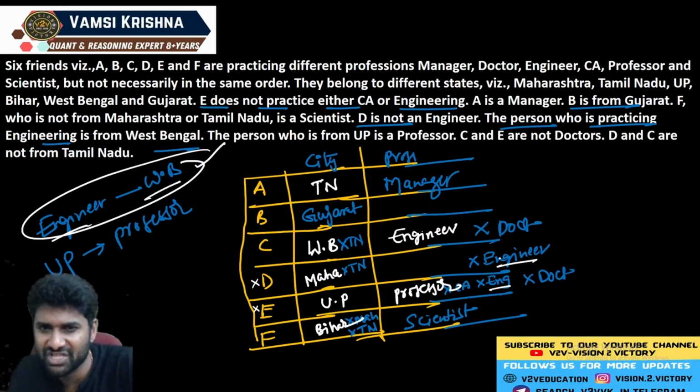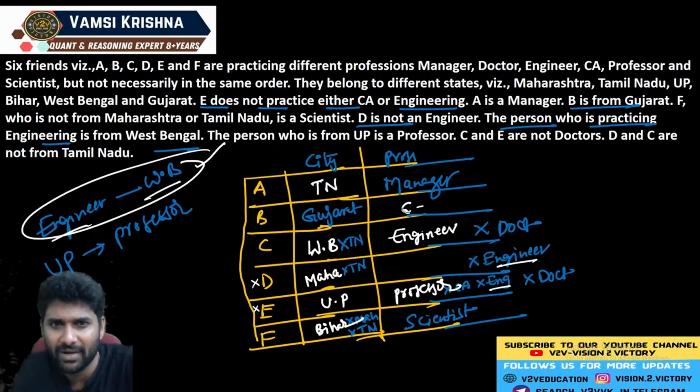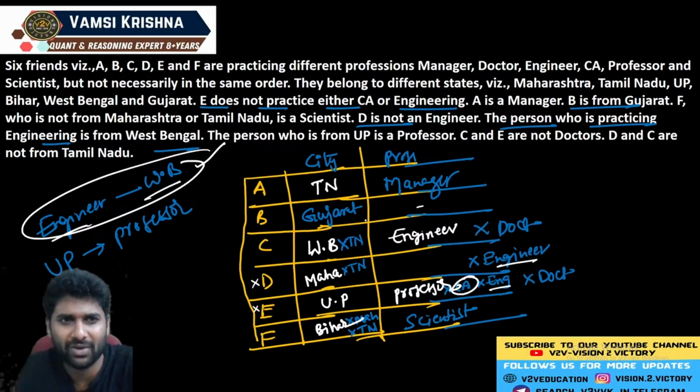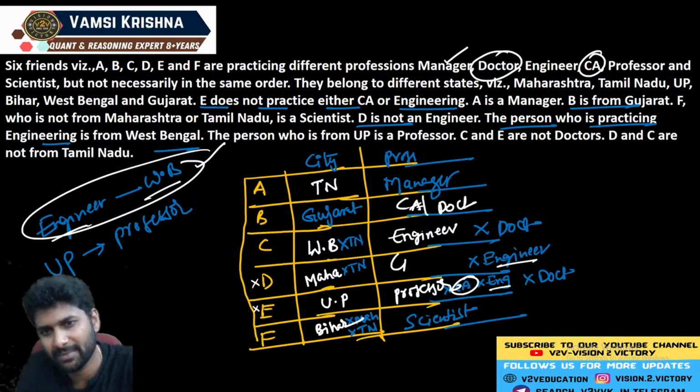So we are done with the engineer, and we don't know the professions. UP is professor. So what are the professions we have left? CA. Either it can be a CA. And they already mentioned that E is not CA. Okay, that's not sure. It can be B or D. CA we are not sure. And what about the other profession here? Manager is done. Doctor. Guys, either it can be a CA or doctor.